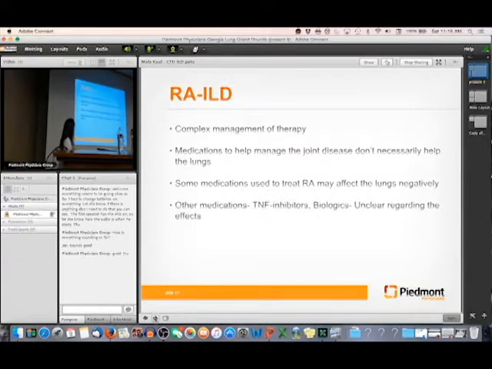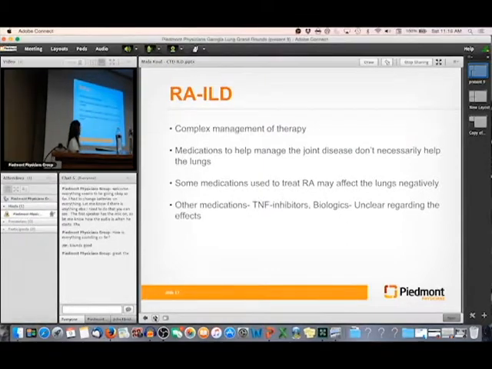And like I said, some of these medicines we use to treat the joints can affect the lungs negatively. Other medications that are on the market right now, we're still trying to understand their role in ILD, but the TNF inhibitors, the biologics, those are the ones that are all advertised on TV, and you all have seen them on TV, Enbrel, Humira, all that stuff. We still don't really know what they do for the lungs. We know they're very effective for the joints, still trying to understand their role in lung disease.